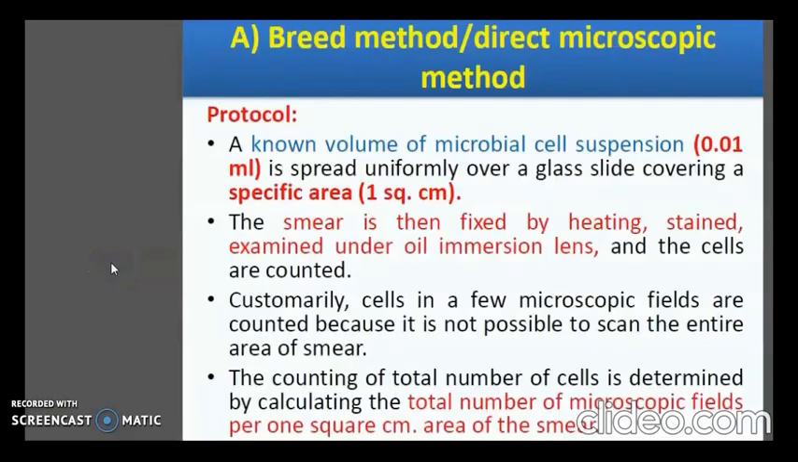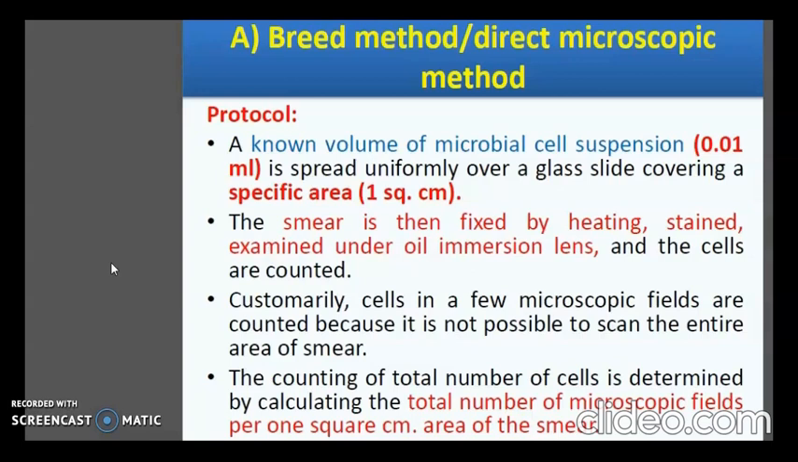The first method is the determination of number of cells directly by the Breed method or the direct microscopic method. In this, a known volume of cell suspension, 0.01 ml, is spread uniformly over a glass slide within a specific area, that is 1 square centimeter. The smear is then fixed by heating, stained, examined under oil immersion lens, and the cells are counted.